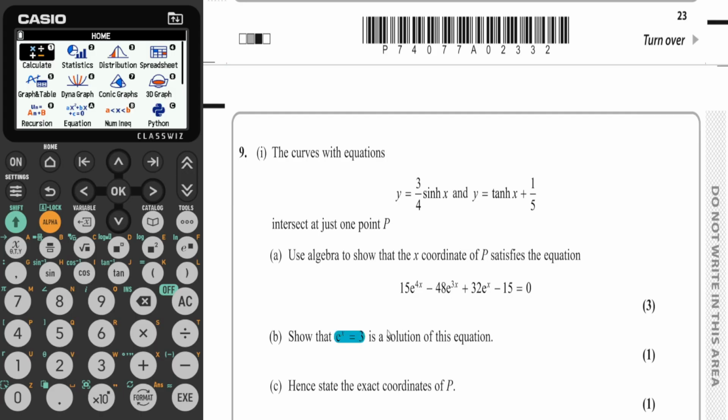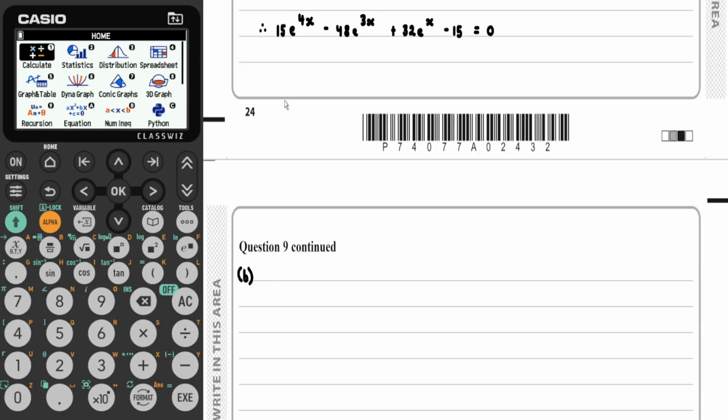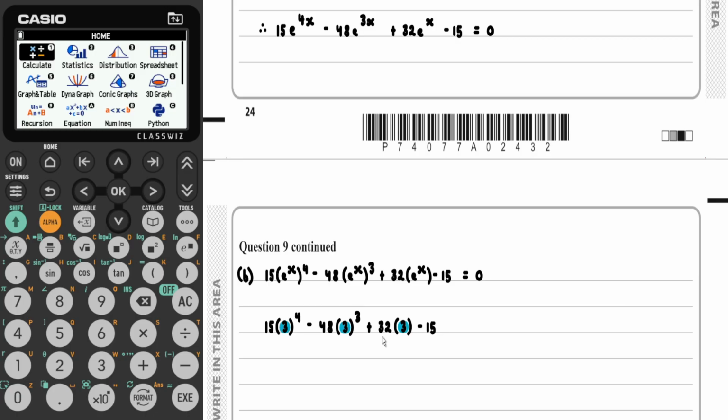Part B, show that e to the x equals 3 is a solution of this equation. For part B, we can rewrite this equation as follows. We can rewrite it as 15 e to the x to the 4 subtract 48 e to the x cubed plus 32 e to the x subtract 15 equals 0. Now if I substitute in e to the x equals 3, I would have 15 times by 3 to the 4 subtract 48 times 3 to the 3 plus 32 times 3 subtract 15. Let's confirm if this is equal to 0 or not.